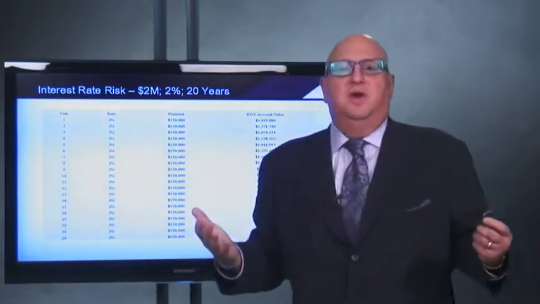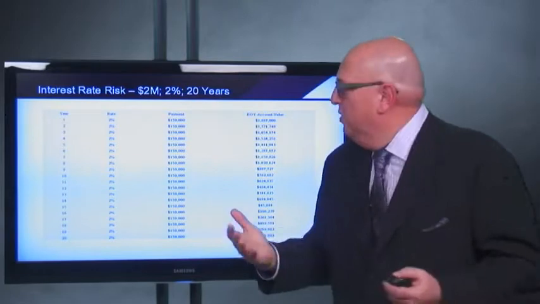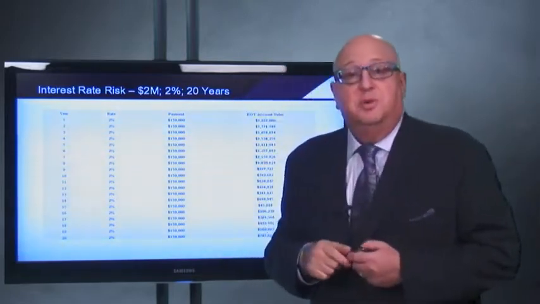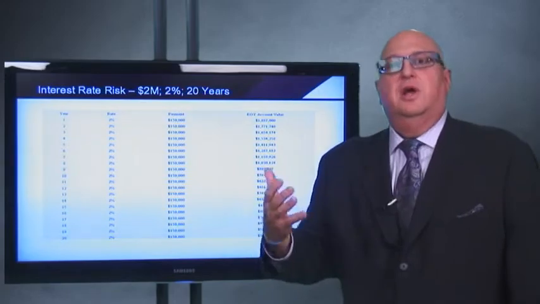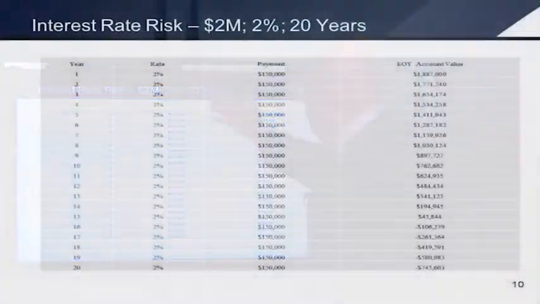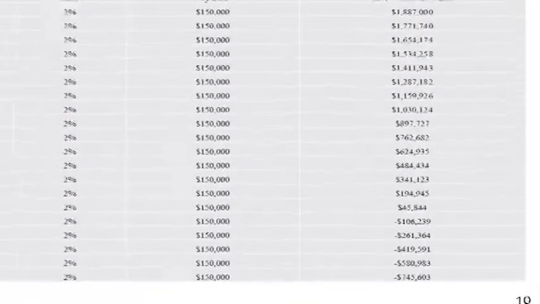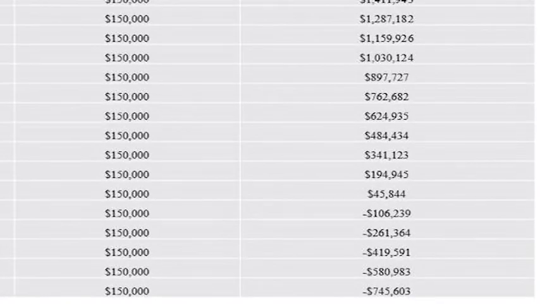We are at a point in time where interest rates are very, very low. Even 2% might seem high for some people today. But if we were going to be very conservative and we had $2 million in our portfolio and we needed to take out for our lifestyle $150,000, we would run out of money in this scenario by year 17. We would be at a negative balance.